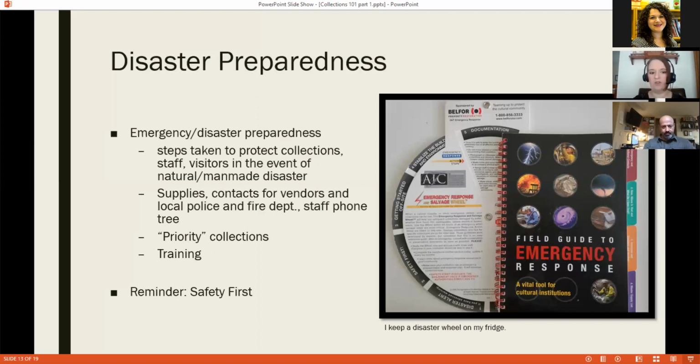And then we went in and said, okay, what should we save first? And how do we triage, basically, like you would in the medical field? What does each item need in terms of salvage? And then as always, we need to remember safety first. Even though we care very much for our collections, consider the safety of the human beings who are working on the collections. If it is not safe to go into your collections environment, then it's going to have to wait.